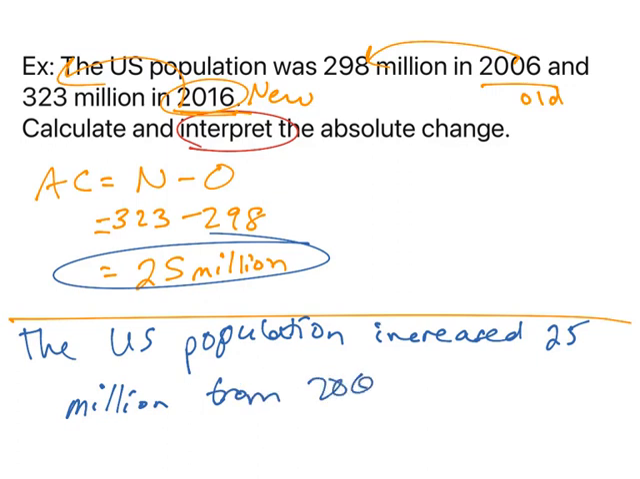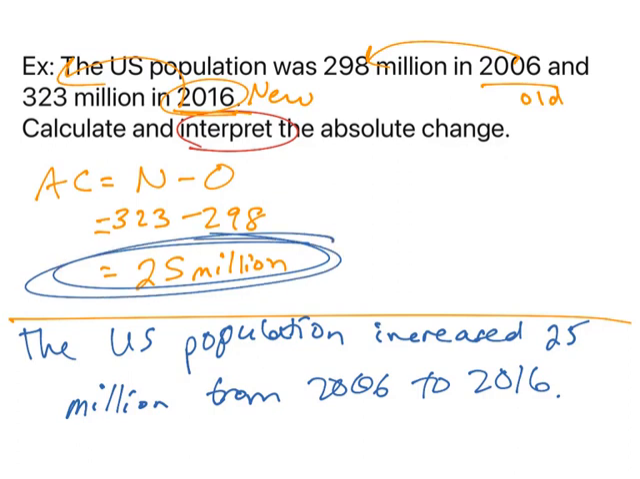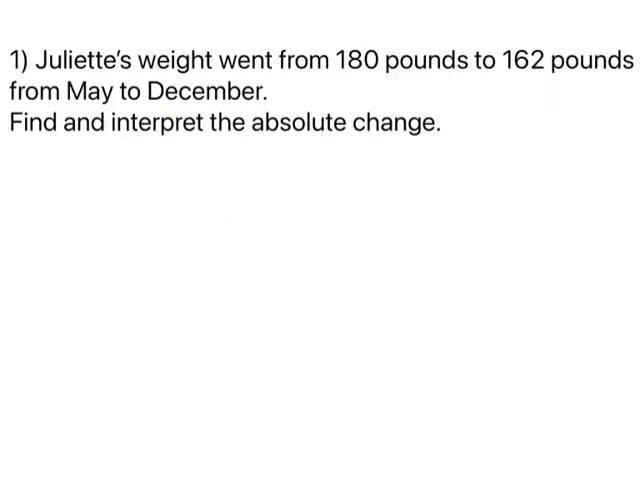from 2006 to 2016. Notice that nowhere in my interpretation do I use the words absolute change, because that just tells me the value that I'm finding. It represents the 25 million. So when I put 25 million into my sentence, that's where I'm talking about it. Very important to note that.